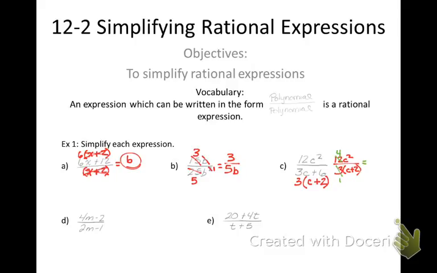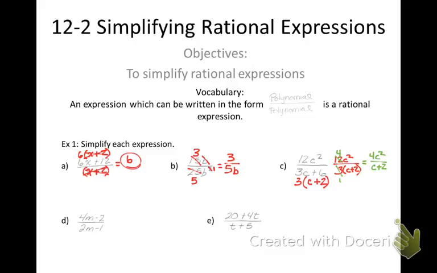So what's left over on top? 4c squared. What's left on the bottom? C plus 2. When you're finished with your answer, you do not need to put it back into parentheses. All right.